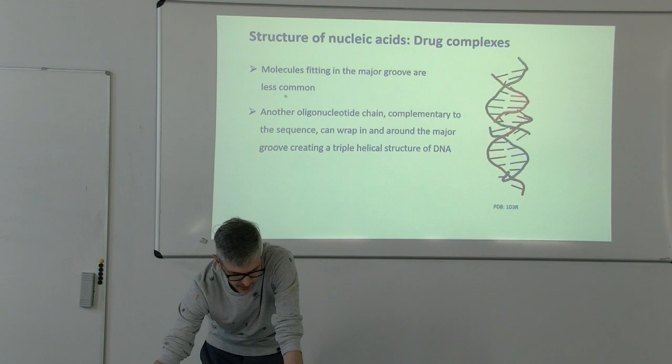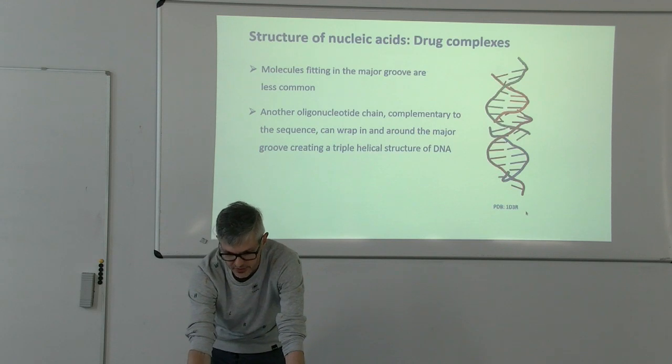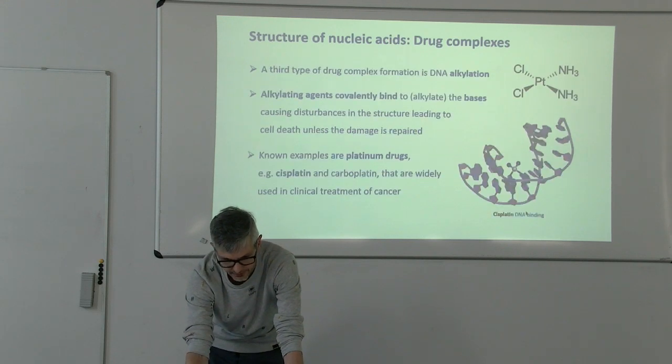Molecules in the major groove are less common, but for example, here you see a local conformation where you actually have a triple helical structure of DNA shown here. This is the PDB code if you want to have a look at this structure yourself.